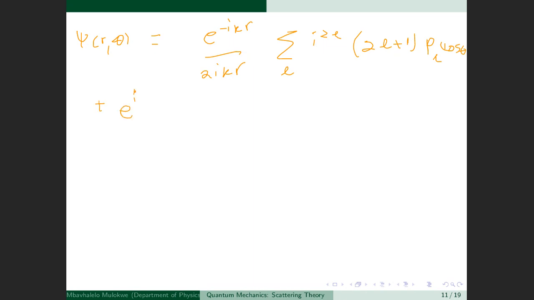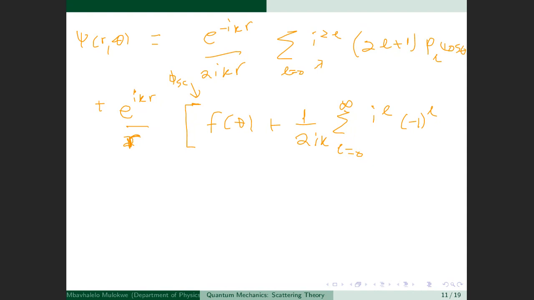But the positive exponential will have two contributions. There will be the term coming from the scattered wave, which is just f of theta, but there will be the other term coming from the sum, once you've written the sine in terms of the exponential. That other one will just give you 1 over 2ik, sum over L going from 0 to infinity, of i^L minus i^L, (2L plus 1) P_L.